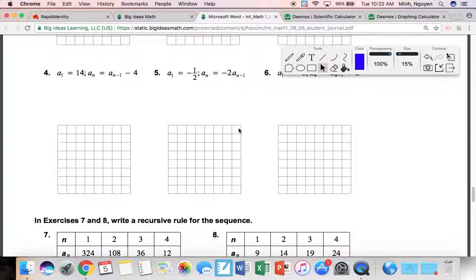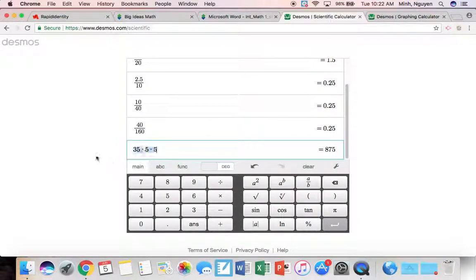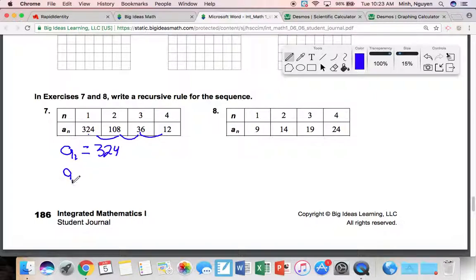Moving forward, these are all exactly the same. Write a recursive rule for the sequence. So you have your starting number. Let's just start off with that. And then what's happening here? We are, let's see, 12 divided by 36. We are dividing by, or you could say we're multiplying by 1/3. 12 divided by 36 is 1/3. 0.33 is 1/3. Okay, so to find any given position, you take the previous number.